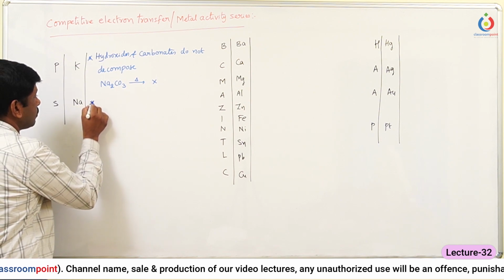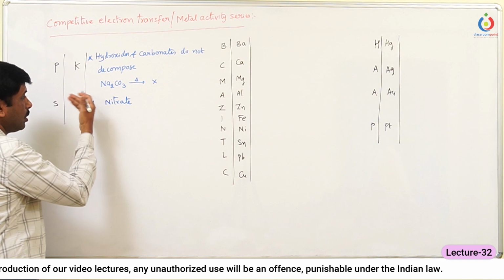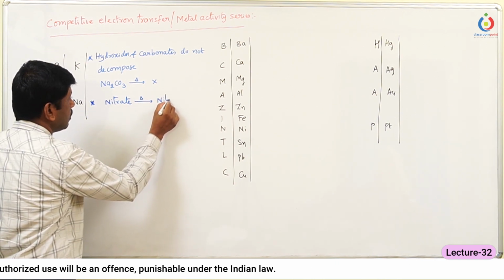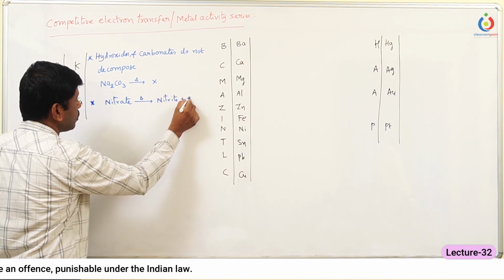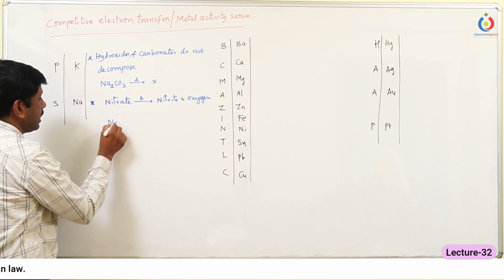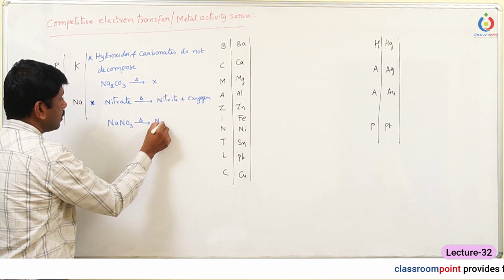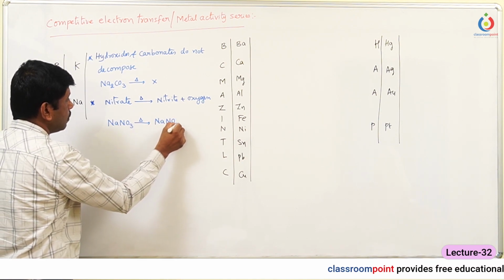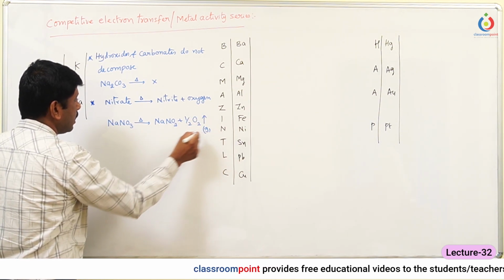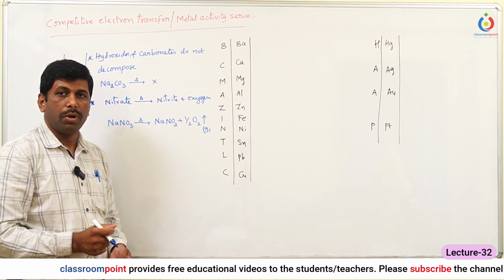Then nitrates, both potassium nitrate and sodium nitrate. When heated, they give the nitrite plus oxygen. So let us take NaNO3. On heating it gives NaNO2 plus half mole of the oxygen. So oxygen is a gas, so that in stoichiometric calculations we can easily identify the products.